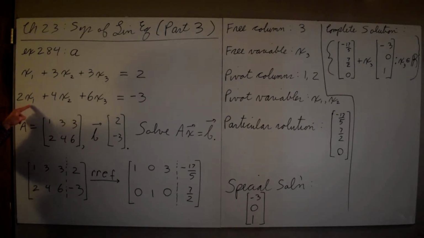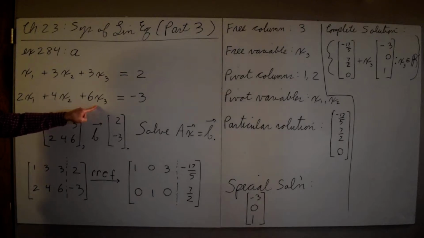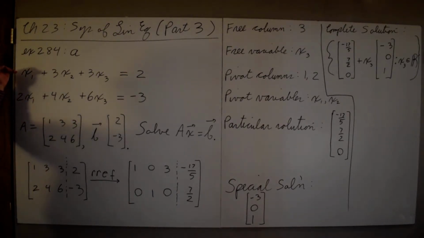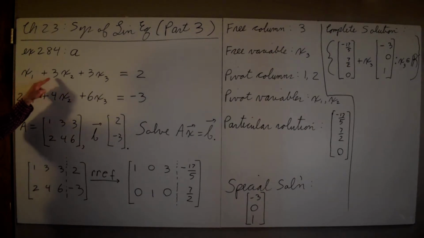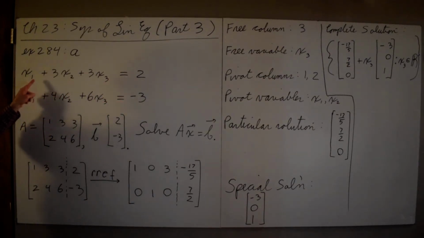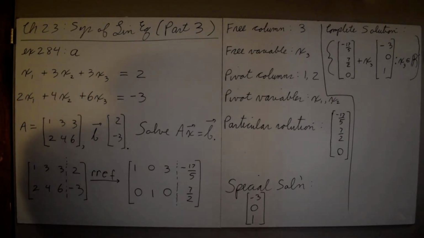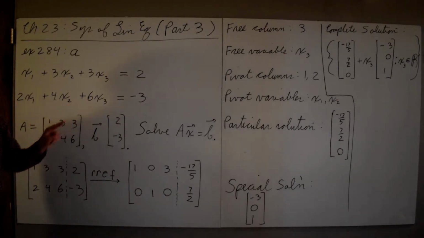Now, think of the variables themselves as questions. These are the things you're trying to solve. These are the things you're trying to find. The equations represent information. So x1 plus 3x2 plus 3x3 equal to 2 tells you something about x1, x2, and x3. The second equation also tells you something about x1, x2, and x3.